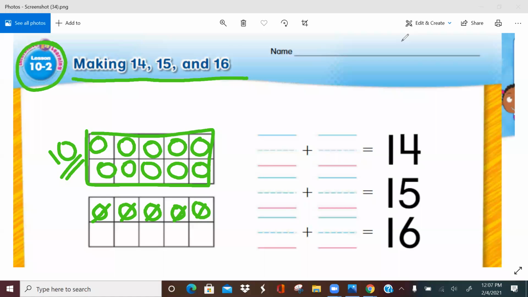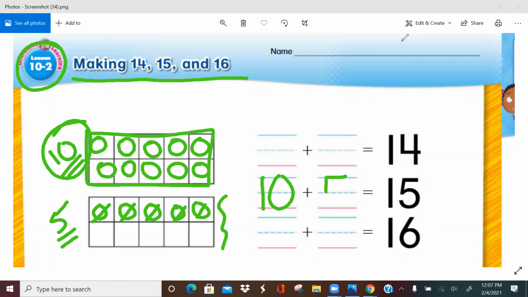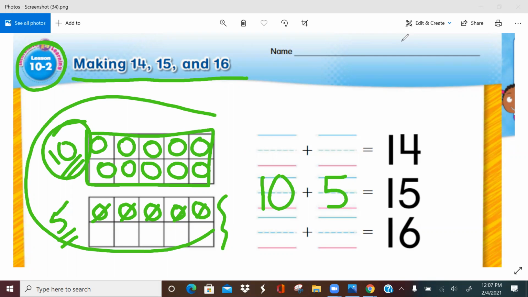So how do we write our sentence? Well, I'm going to put 5 here so we know we have 5 ones. So first, we're going to write our 10, since we have 1 10 right here. We filled up 1 10 frame. And how many do we have over here? 5. So 10 plus 5 equals 15, right? So what does 15 look like on a 10 frame? It looks like this. That is showing us the number 15.